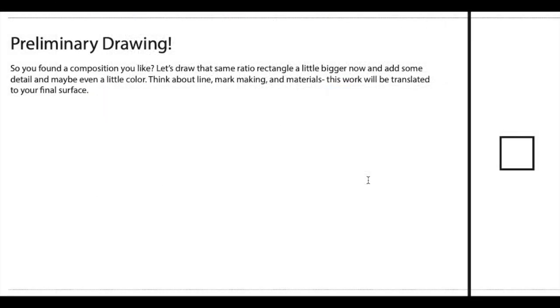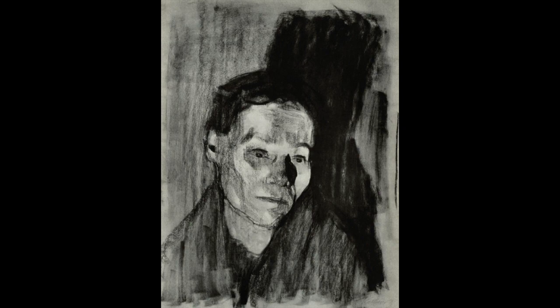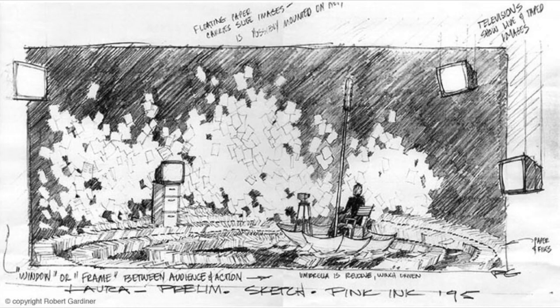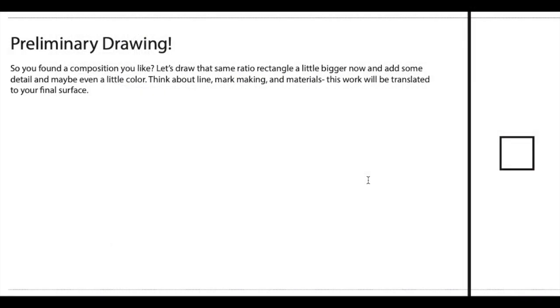Next is the preliminary drawing. If you are in this section, it means that you love one of your thumbnail sketches. Take that composition and up that ratio. Make it bigger. Now that it is a little bigger, we can start playing with and planning light, shadow, texture, and most importantly, shaping. Feel free to use this section to write down ideas for color schemes, mark making, etc. as you plan.